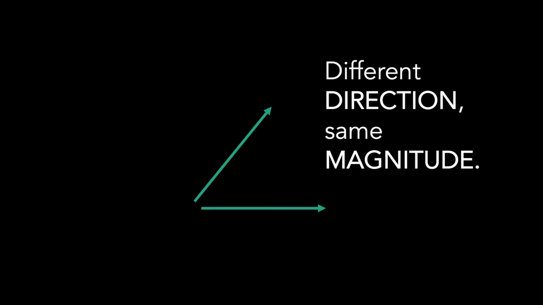On the other hand, we can also have a vector that is in a different direction, but with the same magnitude. This arrow is exactly as long as the other arrow, but now it points in a different direction.